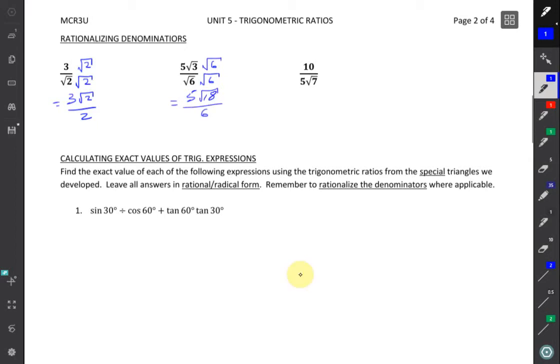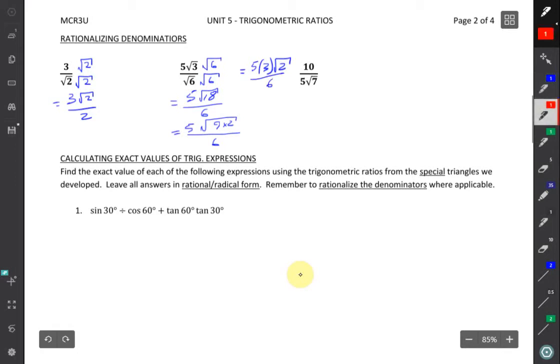Now this 18 can be broken down to a perfect square of 9 times 2. So we need to continue simplifying that. The square root of 9 times 2 all over 6, that equals 5 times the root of 9, which is 3, and then the square root of 2, all over 6. Now at this point, I see canceling. I see that 3 goes into 3 once and 3 goes into 6 2 times. That leaves me with 5 root 2 over 2.